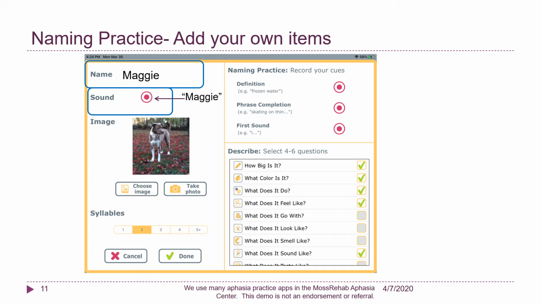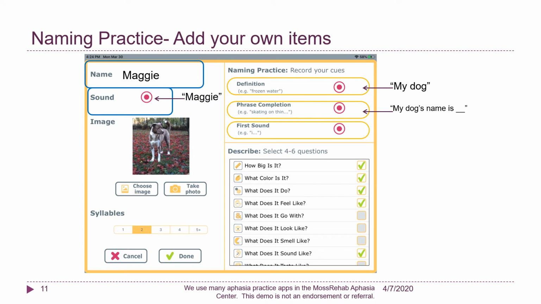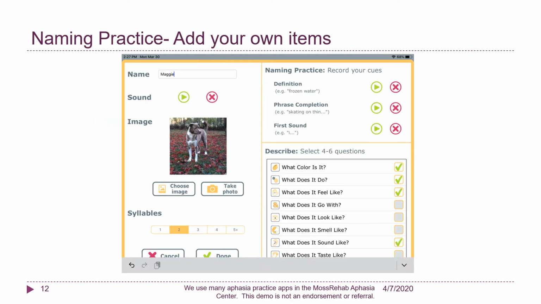The other things we'll be recording are cues or hints. The first one is a definition. So in this case, I'm going to record my dog. Then a sentence completion or a phrase completion clue. I'm going to record, my dog's name is, and then the clue that is the first sound in her name. Once you've recorded, you'll see that you can use the green play button to hear what you recorded, and if you don't like it, you can use the red X to delete it and re-record it.